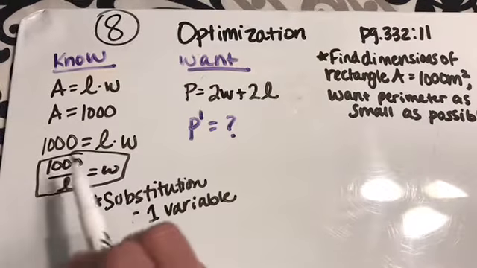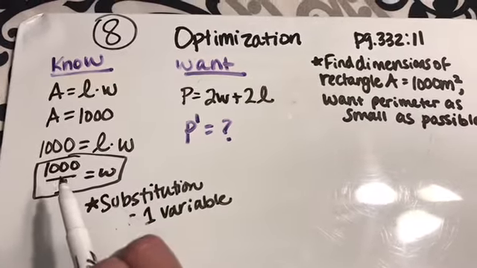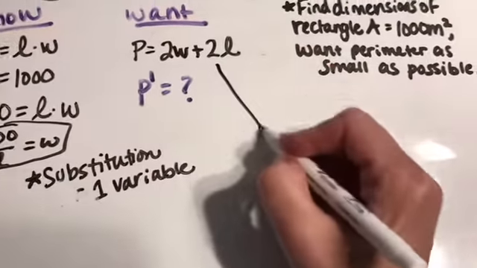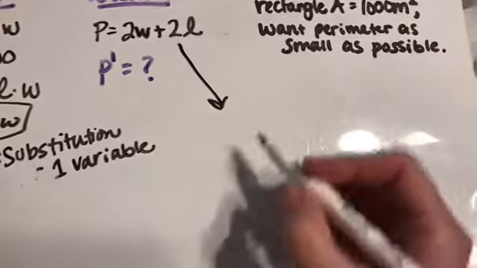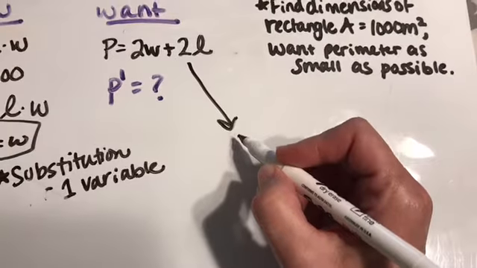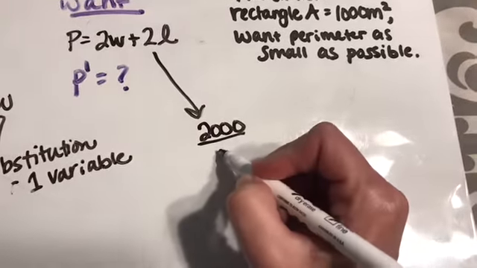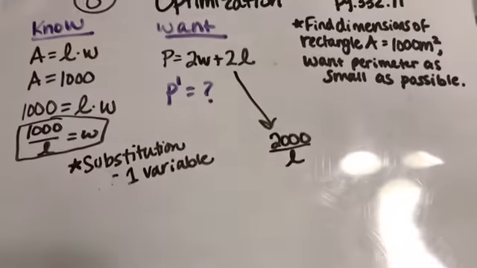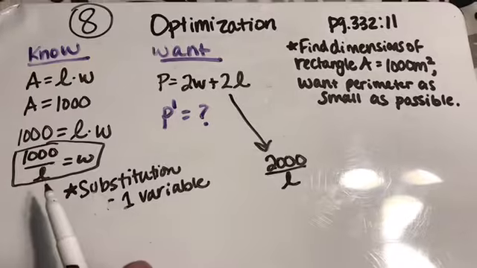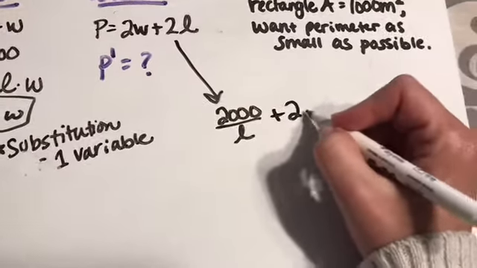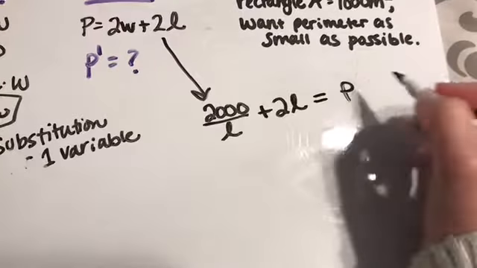But if you would go ahead and plug in 1,000 over L in for W, I'll just write that right here. So we have 2 times W, which would be 2,000 over L. Does that make sense? So we take 2 times this. So 2,000 over L plus 2W, or 2L, equals the perimeter.